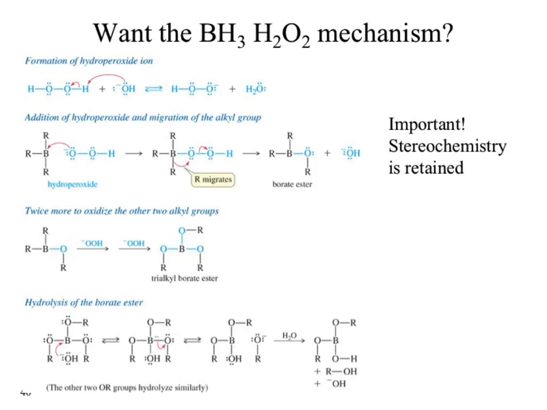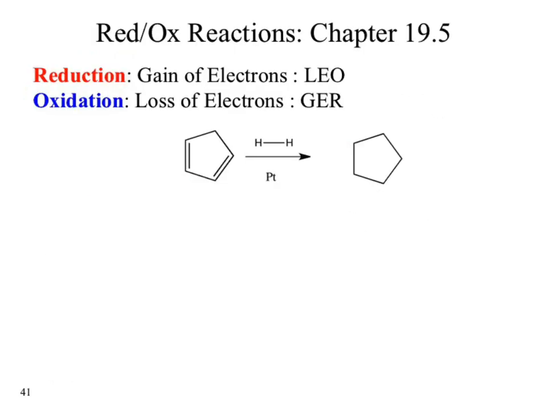Do you want the full mechanism? No. See, look at that. You skipped, which kind of slides us into chapter 19, and it's looking at reduction and oxidation. What you should have remembered from Gen Chem, gain of electrons.